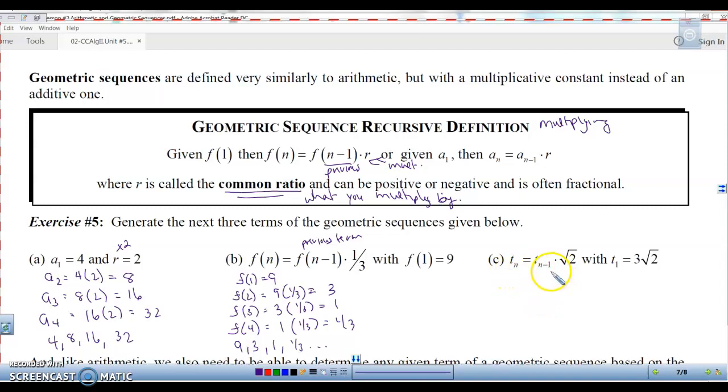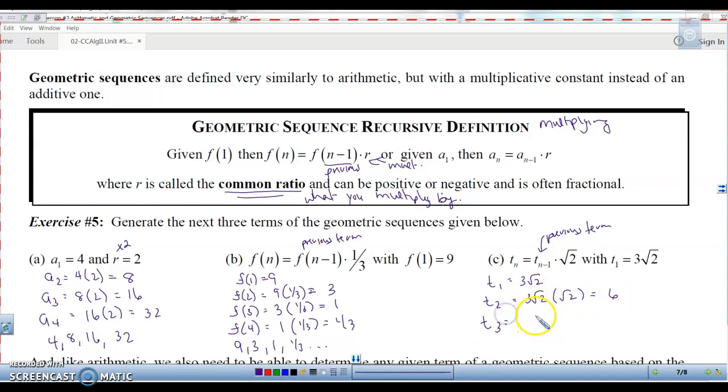Okay, so let's look at letter C. T of n equals t of n minus 1 times the square root of 2, with t1 equals 3 square root of 2. Okay, so my first term of my sequence is going to be 3 times the square root of 2. All right, my second term of the sequence, I'm going to take the previous term, that's just another notation, and multiply by the square root of 2. So take the previous term, 3 square root of 2, and multiply it by the square root of 2. Square root of 2 times square root of 2 is just going to be 2, so this is going to be 3 times 2, which is 6.